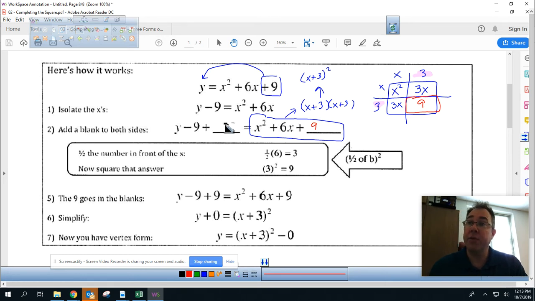So over here, I'm going to add that same number 9. That's why I had a blank space right here and a blank space right here. I want to balance my equation. If I add 9 on the right, I better add 9 on the left.